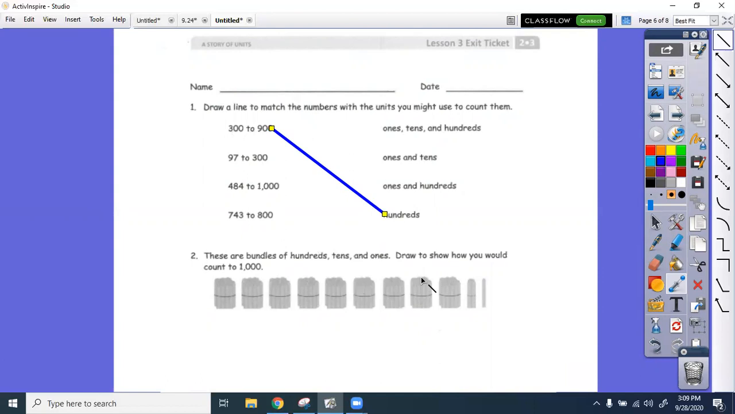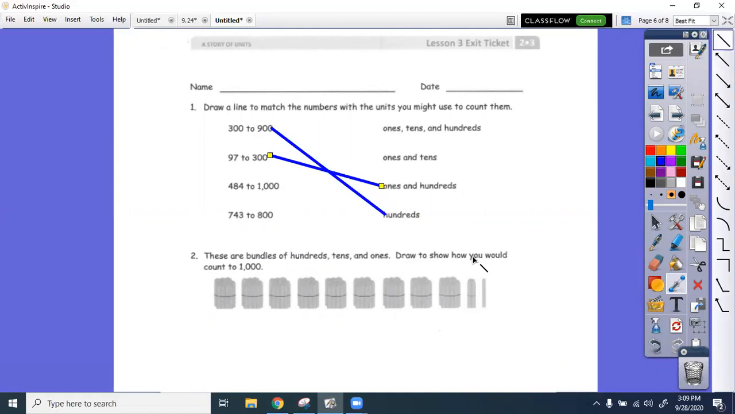My next number is 97 to 300. If I'm going from 97 to 300, think about what Ms. Bland told you about getting to a number with zeros. So if I'm at 97, 98, 99, 100, I would only have to use three ones, and then I would be at 100. And then I could go from 100 to 300 pretty easy. So the only two units I would need would be ones, and you said hundreds, you are rocking today. It would be hundreds, very good.